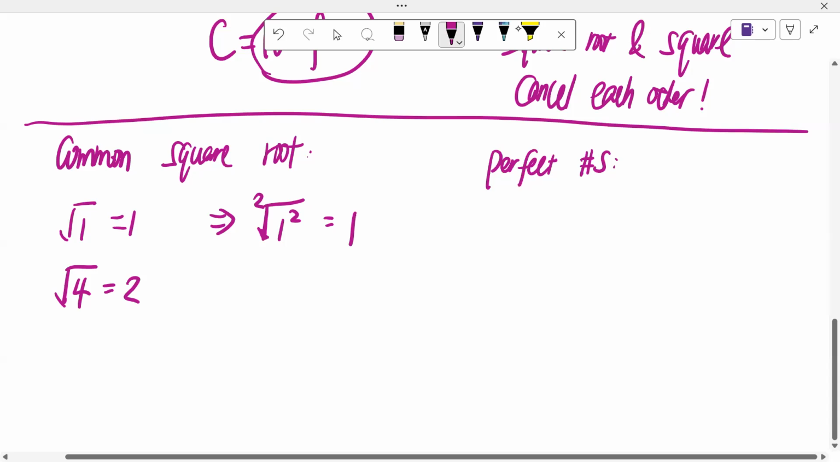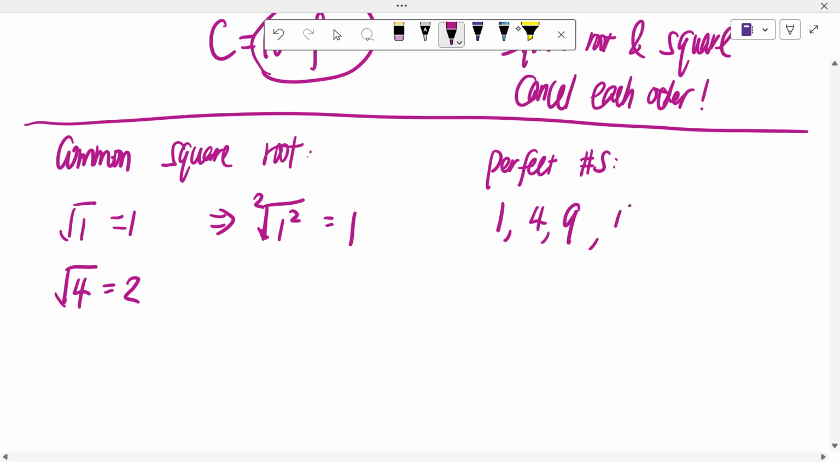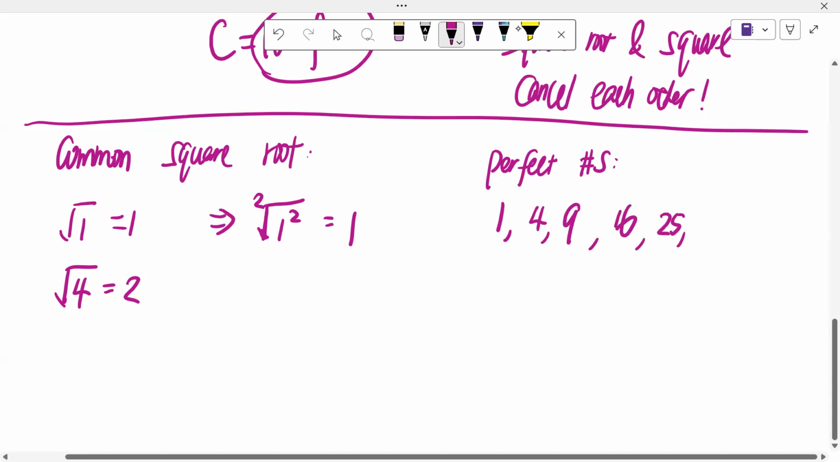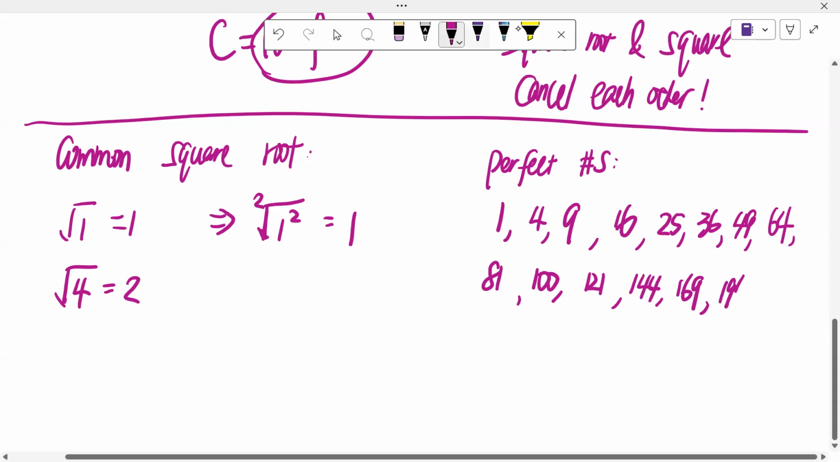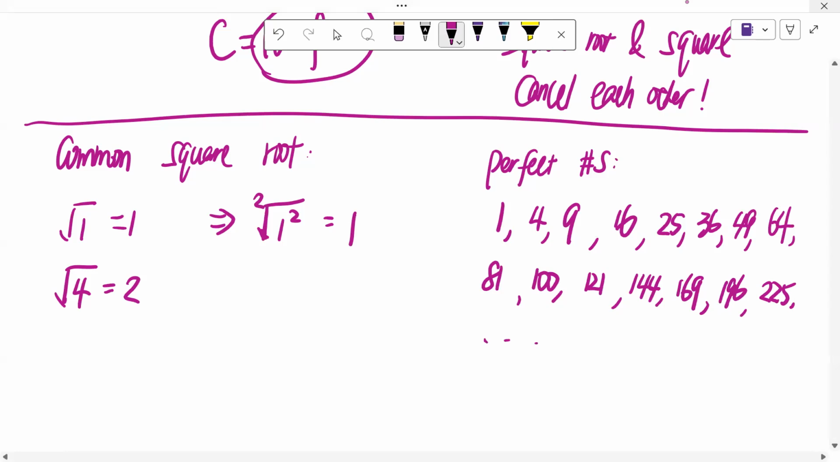I like to start with 1. 1 squared is 1, 2 squared is 4, 3 squared is 9, 4 squared is 16, 5 squared 25, 6 squared 36, 7 squared 49, 8 squared 64, 9 squared 81, and then 10 squared 100, 11 squared 121, 12 squared 144, 13 squared 169, 14 squared 196, 15 squared is 225. The list keeps going, right?